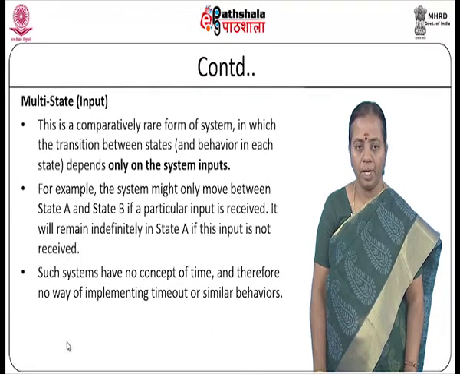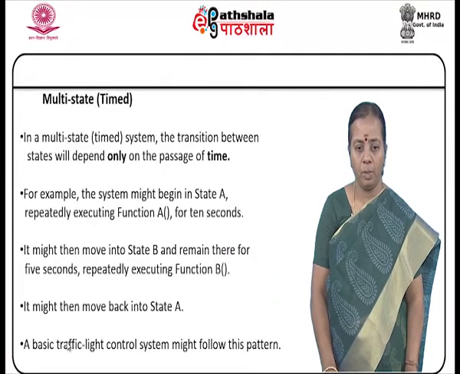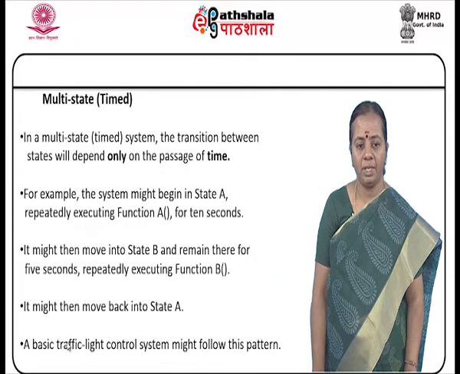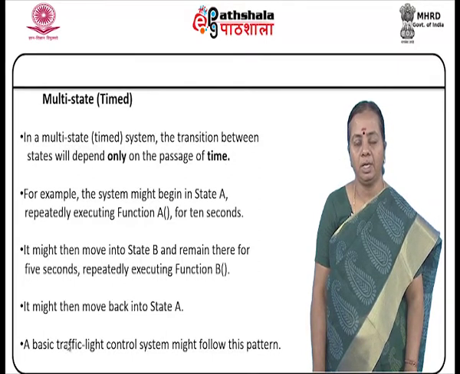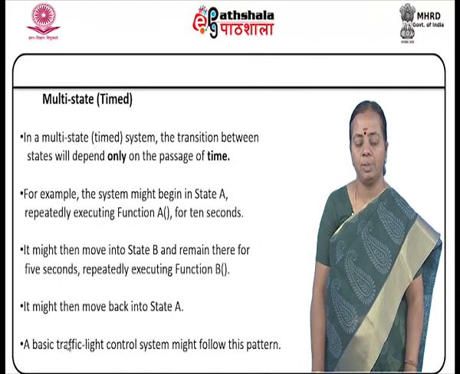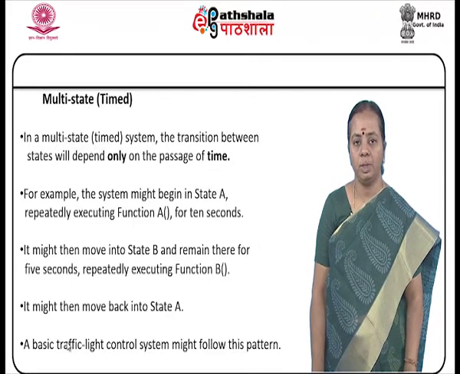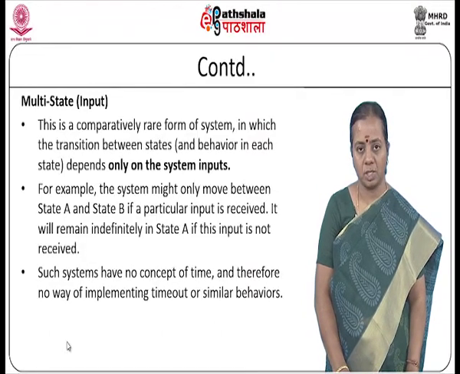When you are looking at a traffic light control system, we know very well the traffic light will be on for the red light or green light or orange light for a particular time. After that it will switch over to the next state. So, this is a best example of a multi-state system with timed state transitions.